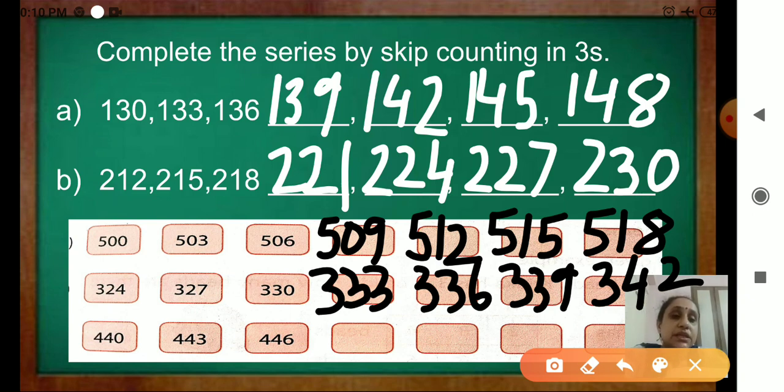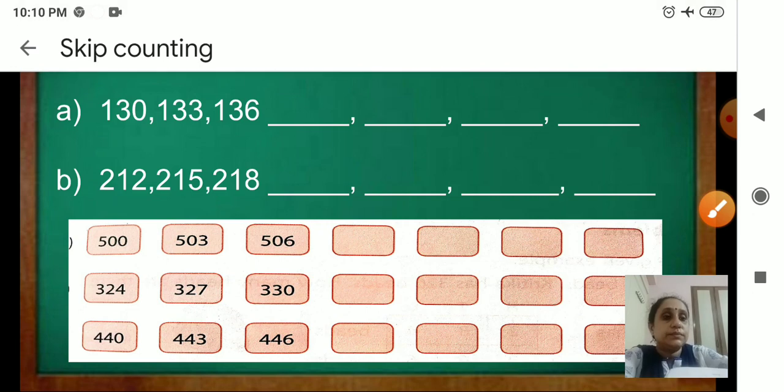Now the last series you will complete. You count and complete the series, okay, of skip counting in threes. The last one, 440, 443, 446. So till here you have completed. Done. Okay.